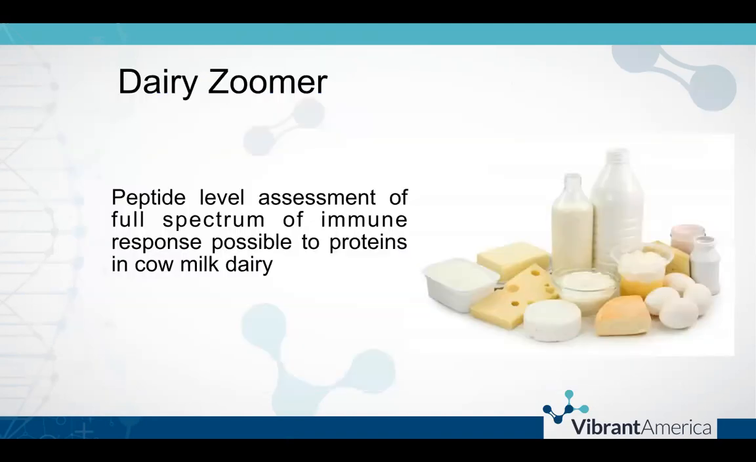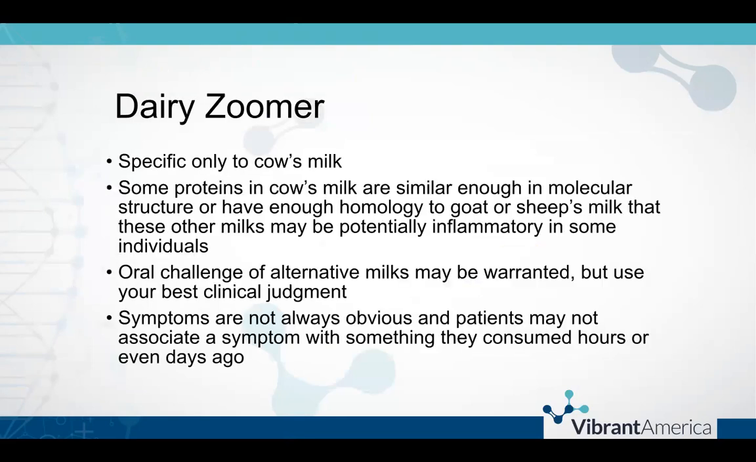All right, so let's move on to dairy zoomer. Dairy zoomer, just like lectin zoomer, we're looking at peptide level assessment. If you remember, think of that chain of pearls. We're looking at individual little snippets of the entire chain of dairy. So it is specific only to cow's milk. These are just a few things that are important to know about this test before diving into interpretation.